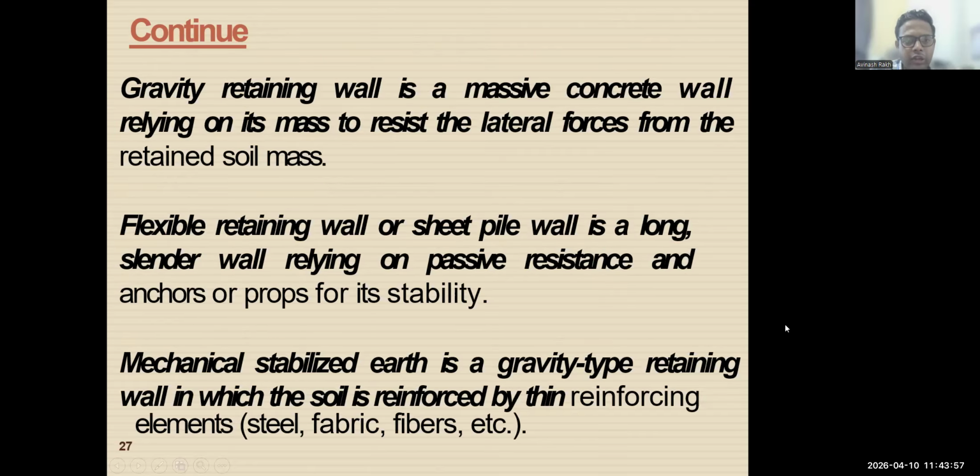Next, continuing, the gravity retaining wall is a massive concrete wall relying on its mass to resist the lateral force from the retained soil mass. The flexible retaining wall or sheet pile wall is a long, slender wall relying on passive resistance and anchors or props for its stability. Mechanically stabilized earth is a gravity type retaining wall in which soil is reinforced by thin reinforcing elements such as steel, fabric, fibers, etc.